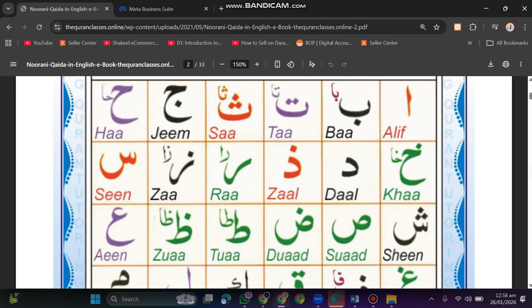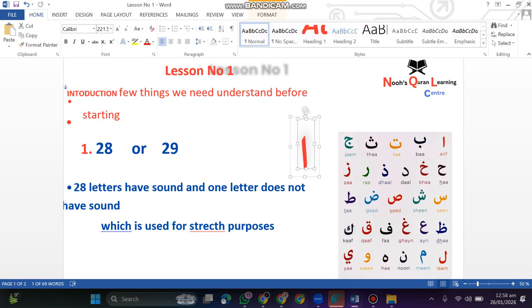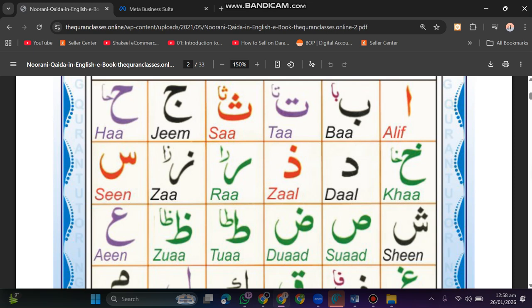If you notice, I told you before lesson number one, in the Arabic alphabet there are 29 letters in total, and one letter does not have any sound, which is used for stretch purposes, alif. You can see in this example why I'm stretching the ba sound: because there is alif. So that's why I'm reciting ba. Again, alif, ba.